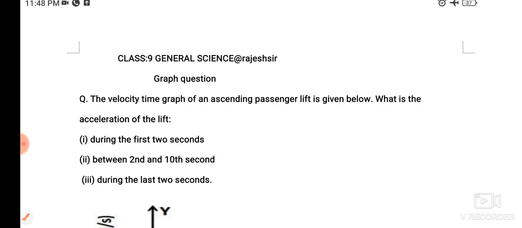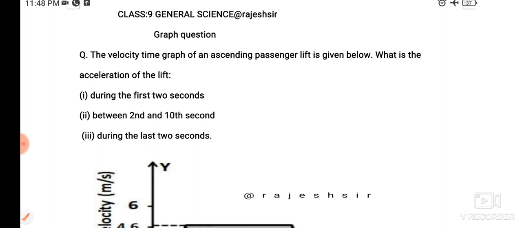Today we'll do some graphical questions, that is velocity-time graph questions, which are important for your half-yearly as well as annual examination. So one graphical question is supposed to come. Let's start the video and I'll show you three sample questions. You can go through them and clear your doubts.